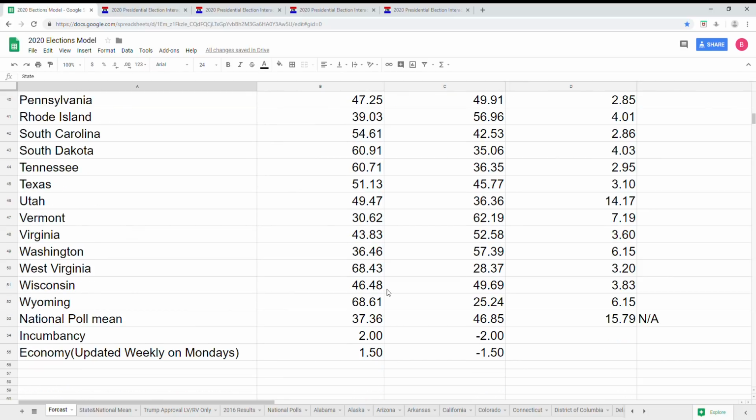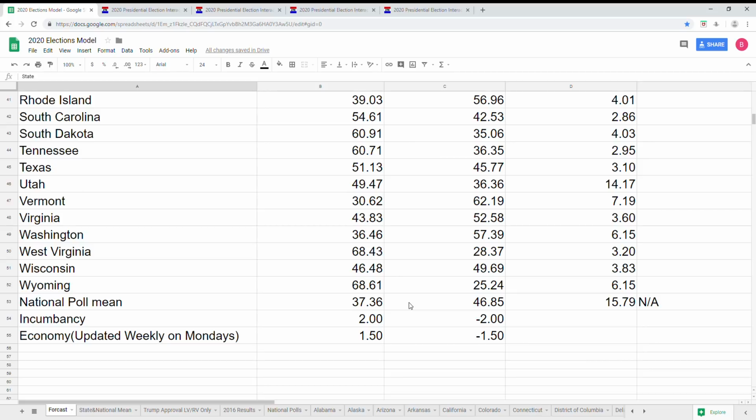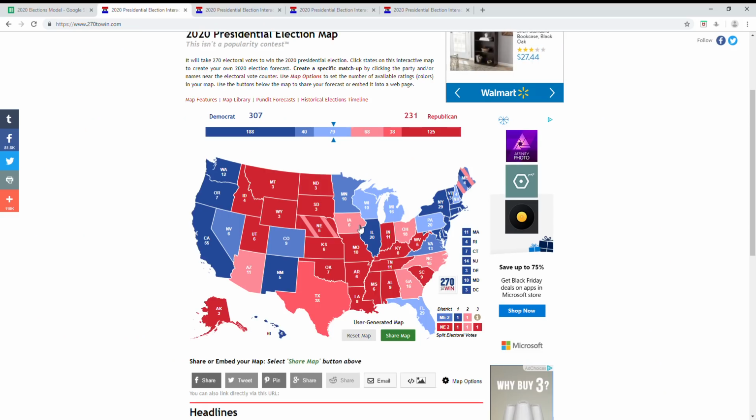By the way, my model says that Democrats are about 9.49% ahead, and it's still, I mean, it's a Democratic advantage, don't get me wrong. But they're still not cracking into a lot of these states.